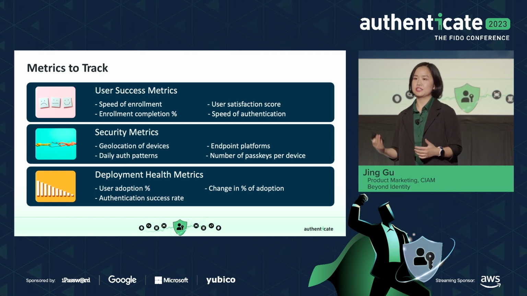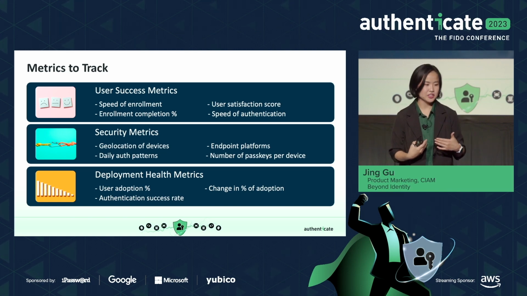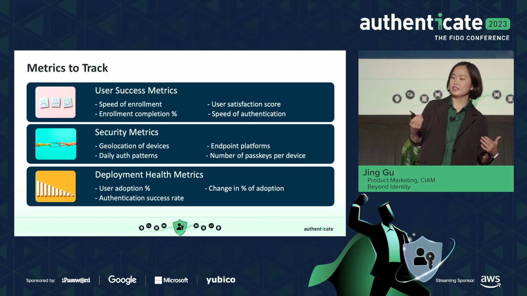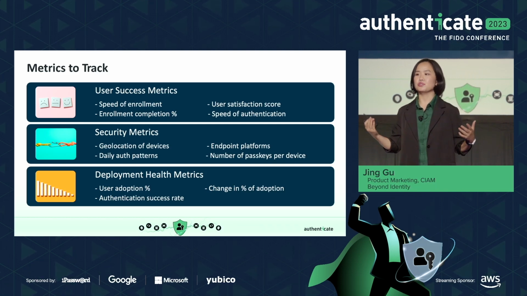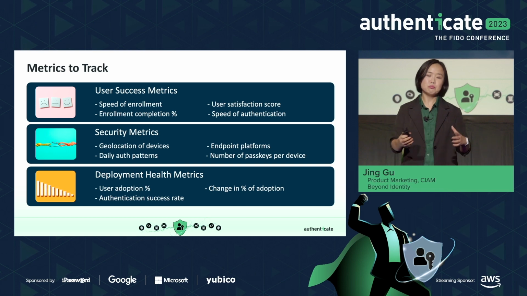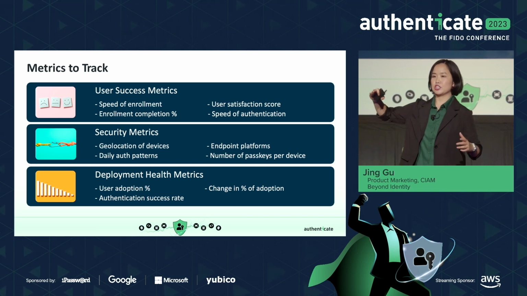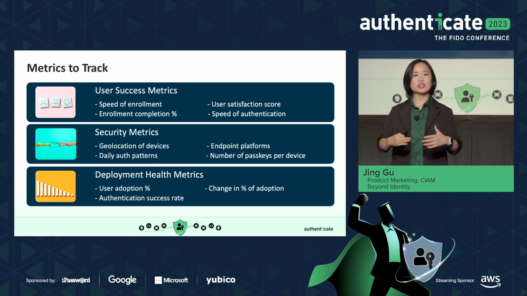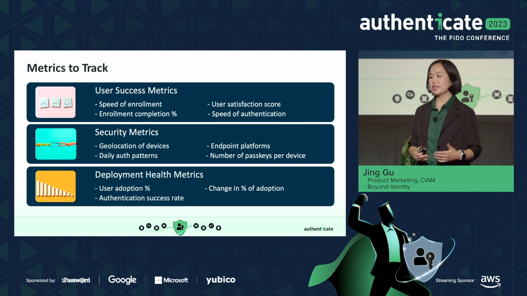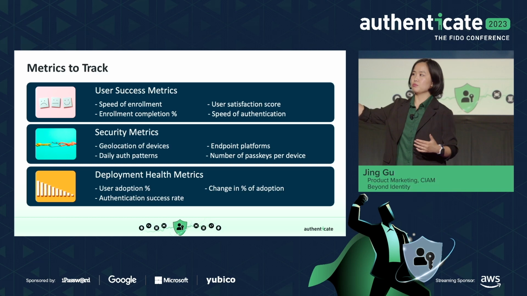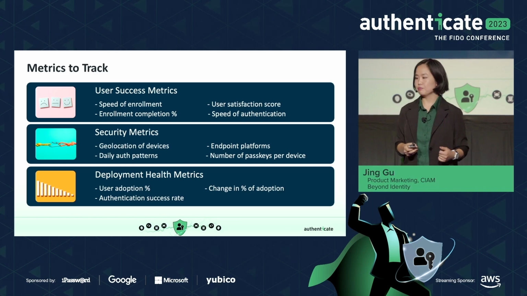And then, of course, lastly, we want to measure how we're doing around deployment health. That comes in the form, typically, of user adoption metrics. So what percentage of users have adopted passkeys, and how is that percentage changing over time? With every iteration of UX improvement, you should be able to drive, ultimately, to higher adoption.